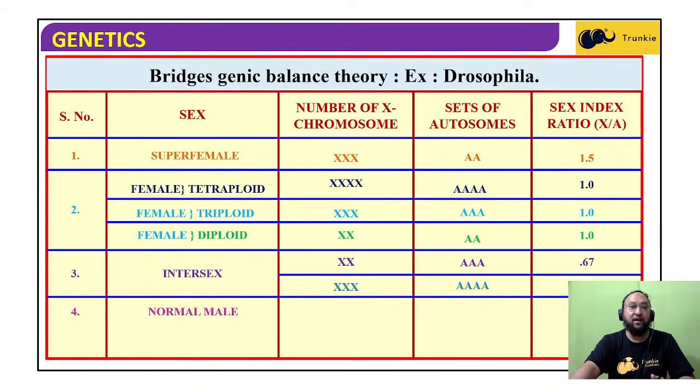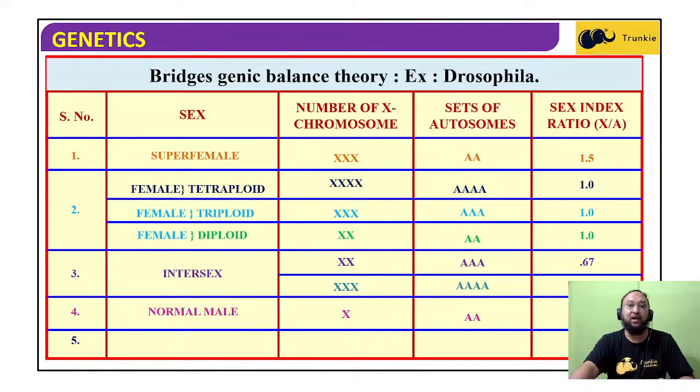Okay. Then in the fourth case, it will be a normal male, where there will be one X chromosome and 2 sets of autosomes. That will be equivalent to 0.50, and this will be a normal male. Then the super male will have X and 3 sets of autosomes. Then the ratio will be less than 0.50, less than half, and it becomes the super male.